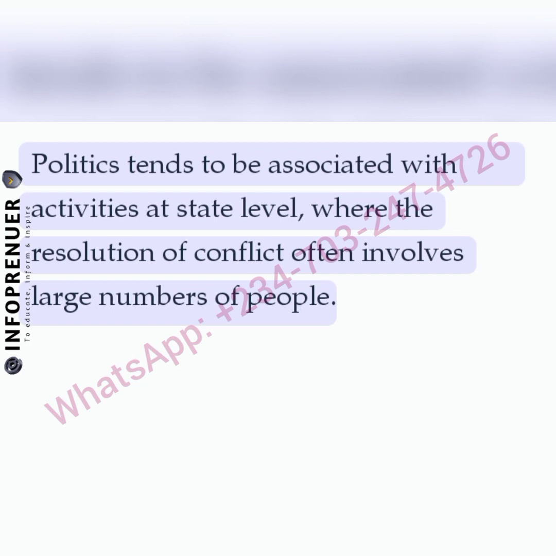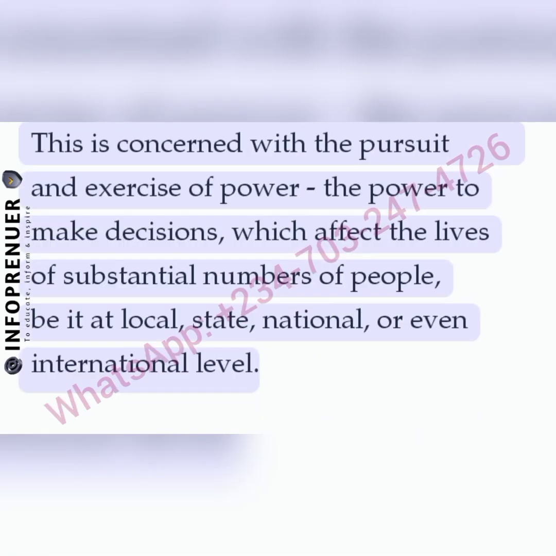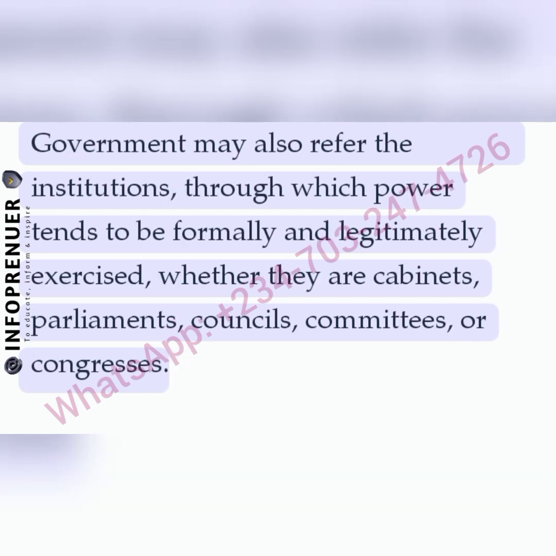Politics tends to be associated with activities at state level, where the resolution of conflict often involves large numbers of people. 3.1.2, Government. This is concerned with the pursuit and exercise of power, the power to make decisions which affect the lives of substantial numbers of people, be it at local, state, national, or even international level. Government may also refer to the institutions through which power tends to be formally and legitimately exercised, whether they are cabinets, parliaments, councils, committees, or congresses.